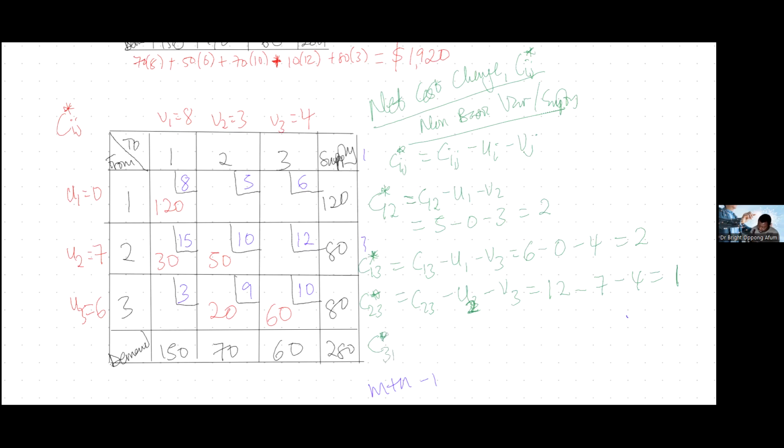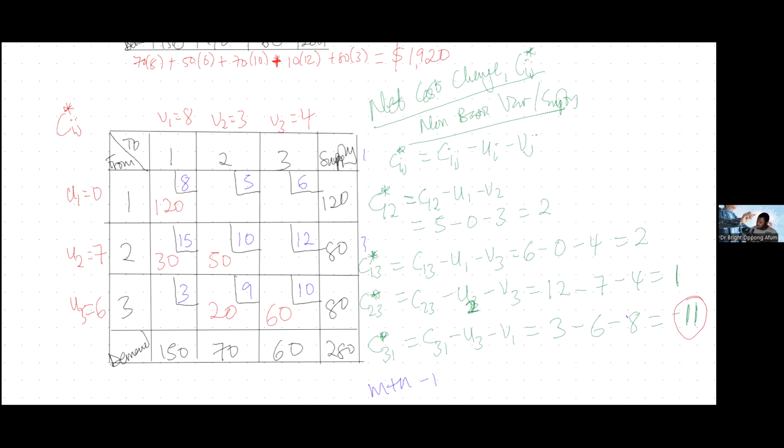Then we have the last one, C31, right? The next change is C31, that's the cost, minus U3 minus V1, and that will be 3 minus U3 is 6, V1 is 8, and this will give us negative 11.